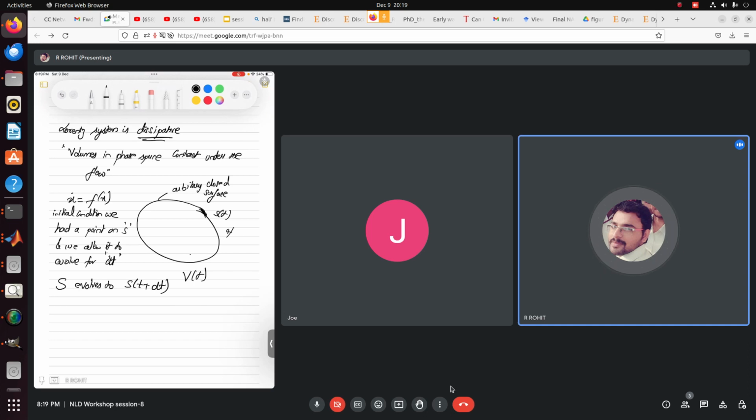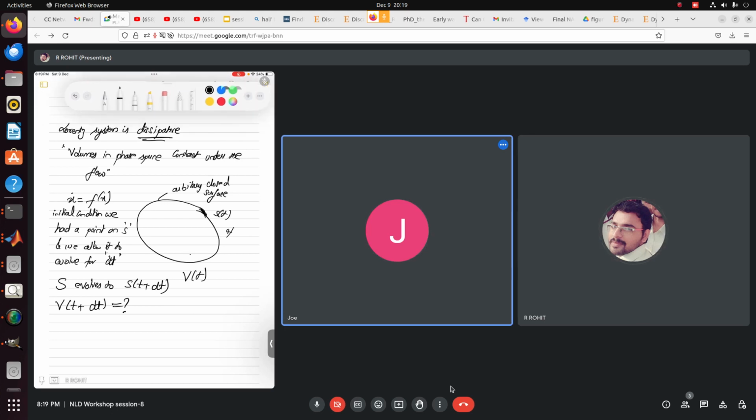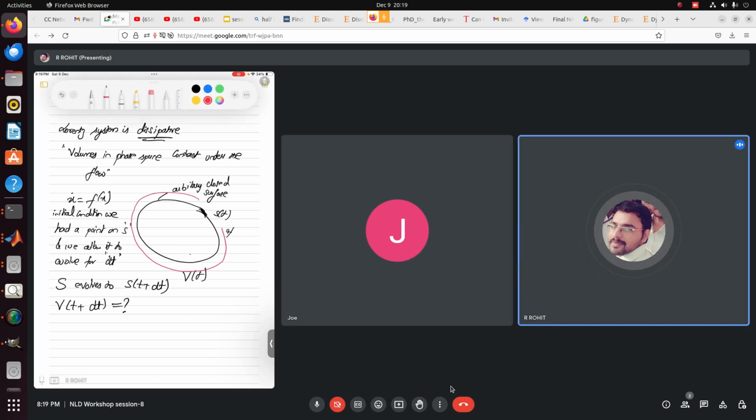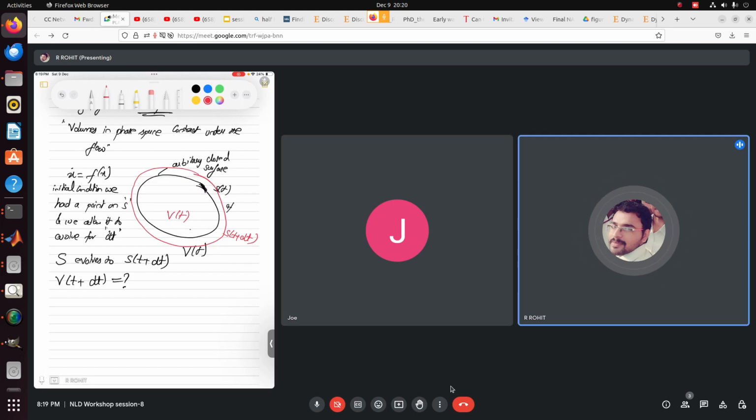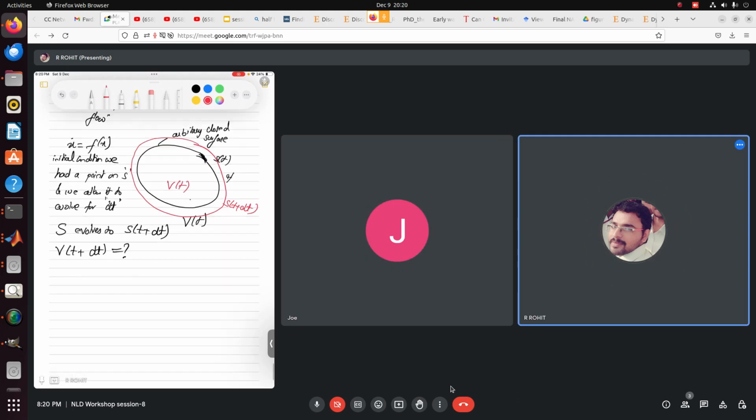Then our question is, if it's a dissipative system, the volume should decrease. So what is the condition of V of t plus dt is what our question is. After dt time, your surface has now gone to this condition. It is now S of t plus dt. Now what happens to the volume? V of t is there. V of t plus dt is what?